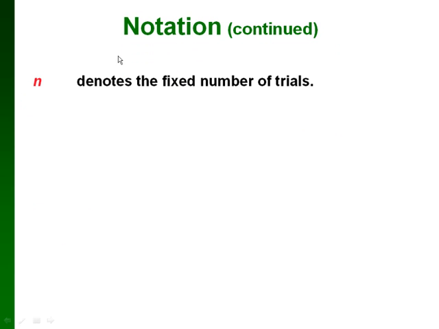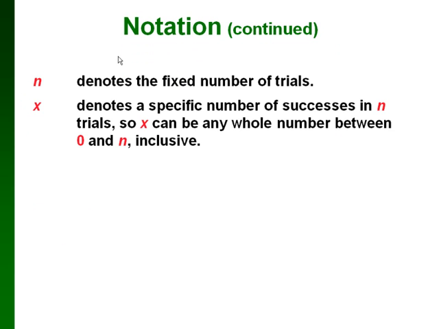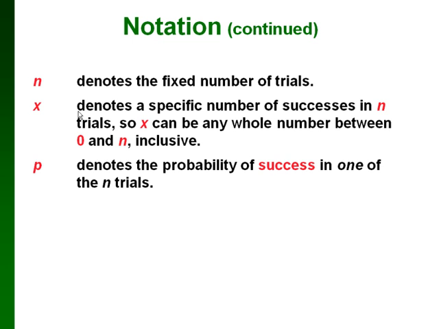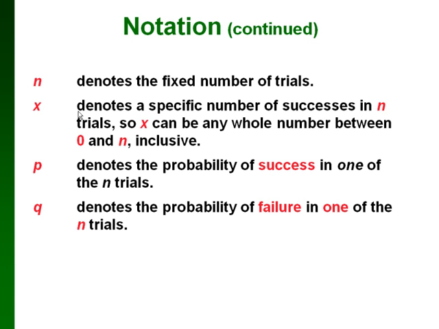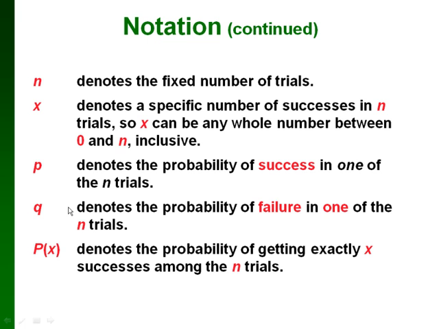For our fixed number of trials, N will stand for the number of trials. X is going to denote the number of successes in N trials. So X is going to be our random variable in this case. It can be any whole number between 0 and whatever N is. P again is the probability of success in one of the trials. Q is the probability of failure. And capital P of X denotes the probability of getting exactly X successes in the N trials.